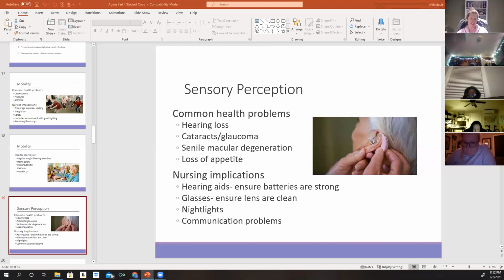Their senses of taste and smell are decreased. We said those sweet, salty, and bitter tastes diminish first. Sensitivity to odors is also reduced.